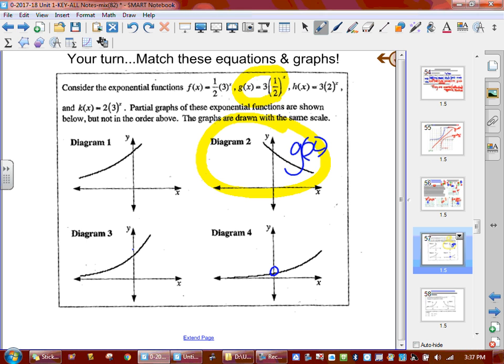Hopefully you matched the same one. And if you take a look over on the left-hand side, the highest one is our largest, which is h of x. And then k of x is going to be the middle one. Okay? So make sure you've matched all of those.